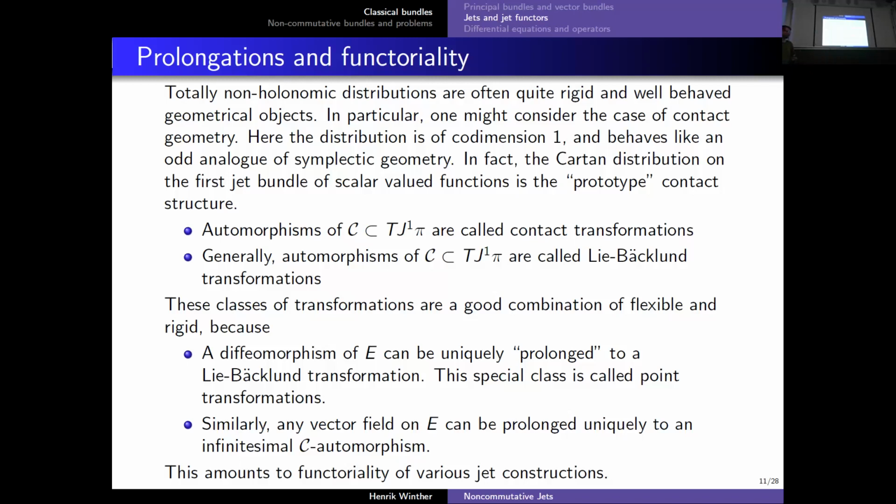Moreover, we have the same thing for infinitesimal diffeomorphisms, that is vector fields. Any vector field on the total space of the original bundle can be prolonged uniquely to a vector field that preserves the Cartan distribution on the total space of the jet bundle. That's also called the prolongation of vector fields. Any questions at this point? Okay.